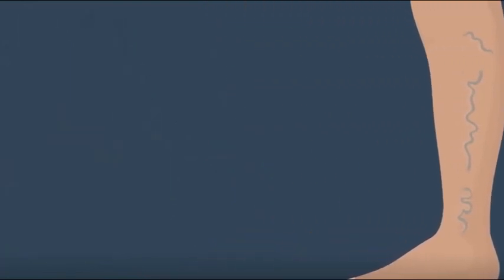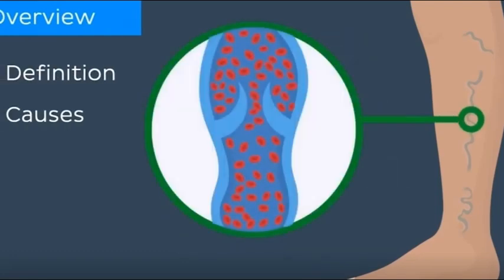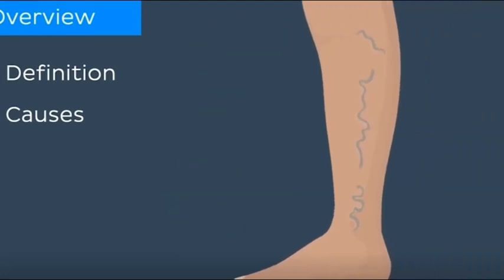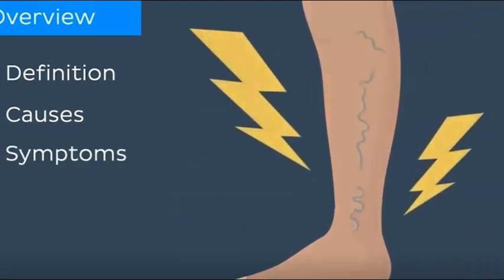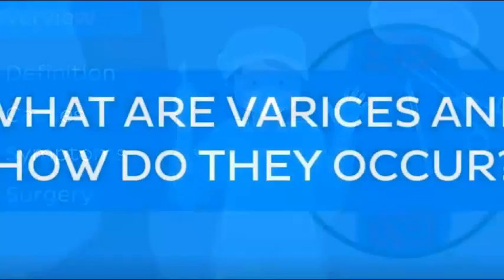In this video, we'll help you understand what varices are and how they occur, what the different types of varices are, as well as what symptoms they cause. And in the end, we're going to describe the most common surgical ways of treating them and how they can be prevented. Now let's start by answering the question, what are varices and how do they occur?